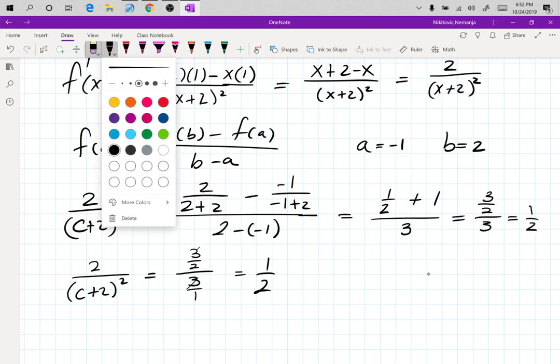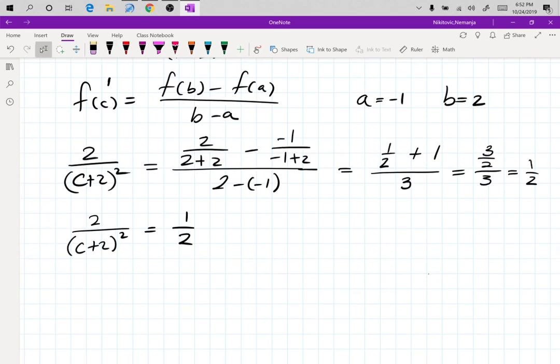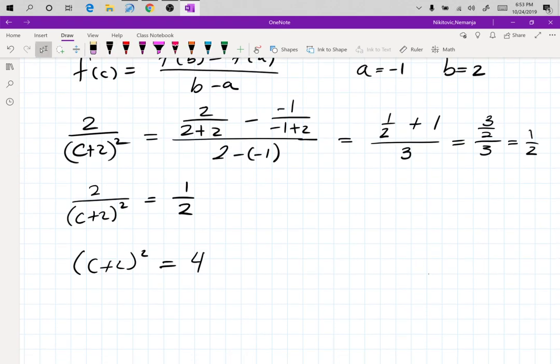So we have 1/2. Okay, great. And now to solve this equation, just cross multiply. C plus 2 squared is equal to 4. Square root both sides, you will get C plus 2 equals plus minus 2. Usually people forget plus minus when they square root. But you won't do that, obviously, because you know.